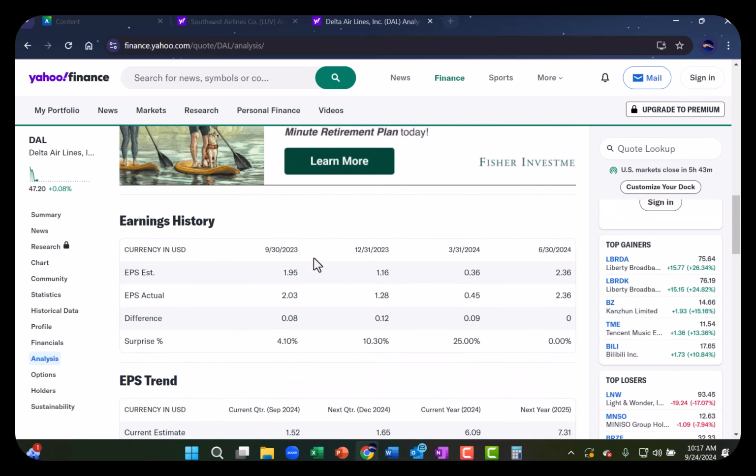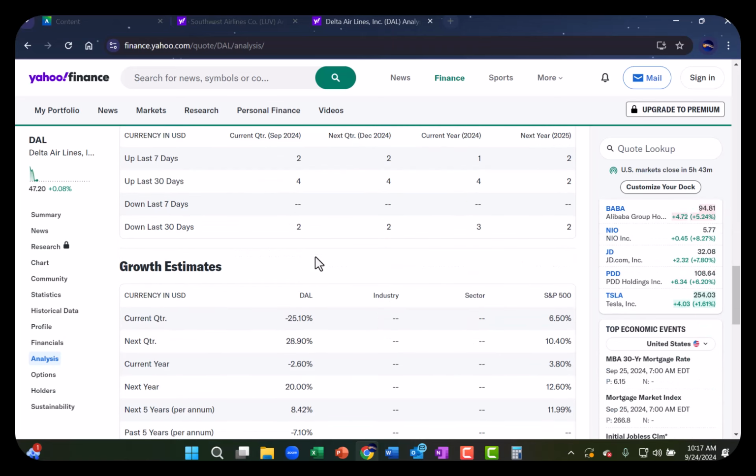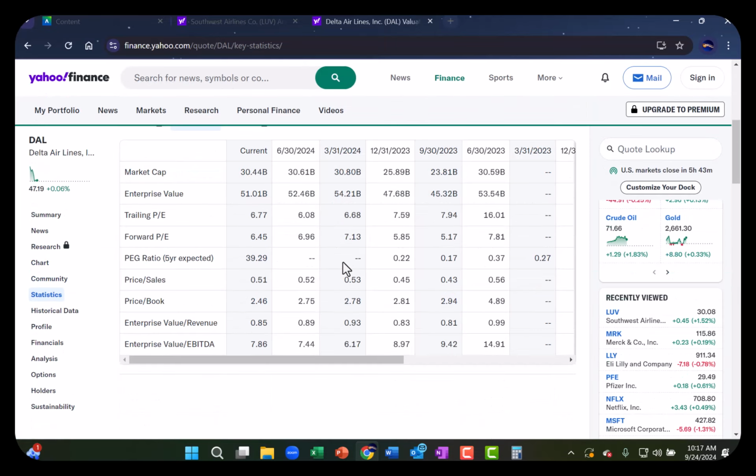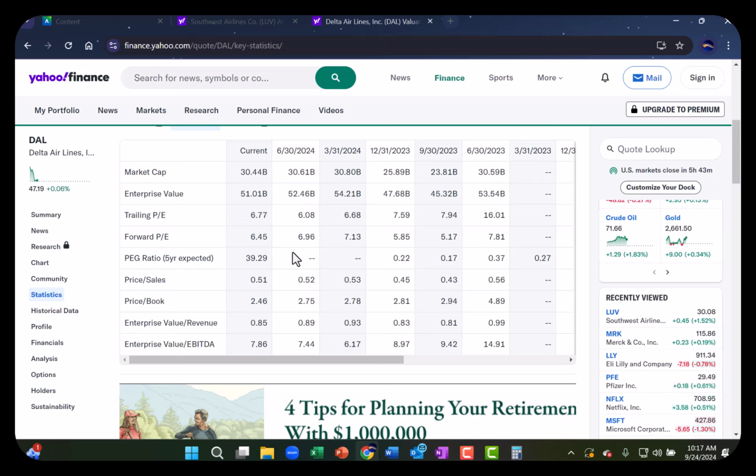I'm not sure the PEG number reported in FinanceYahoo.com is proper, because if their forward or trailing PE is around 7-ish, estimated growth rate is 8, you're not going to get a PEG ratio of 39. I mean, there's something wrong there.